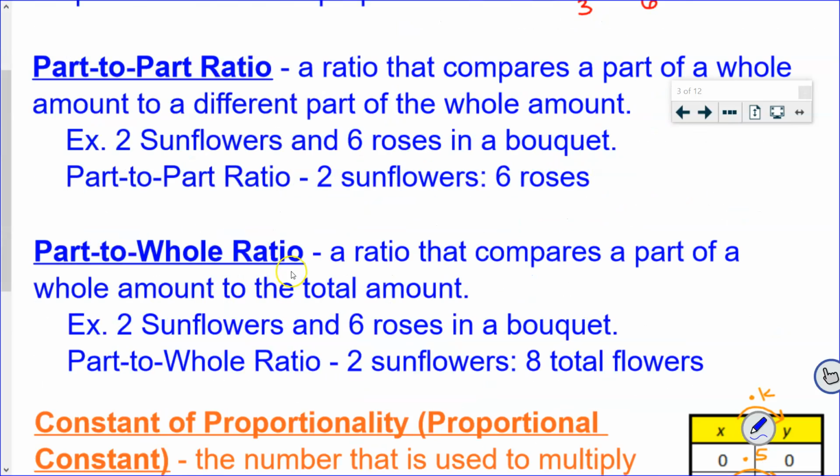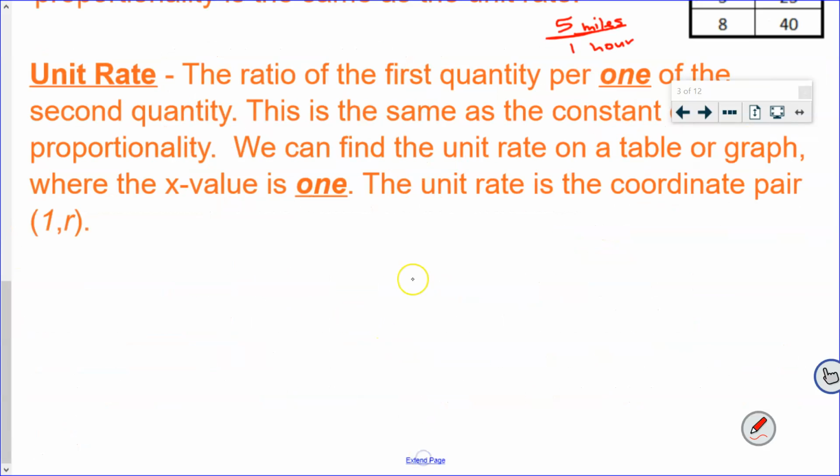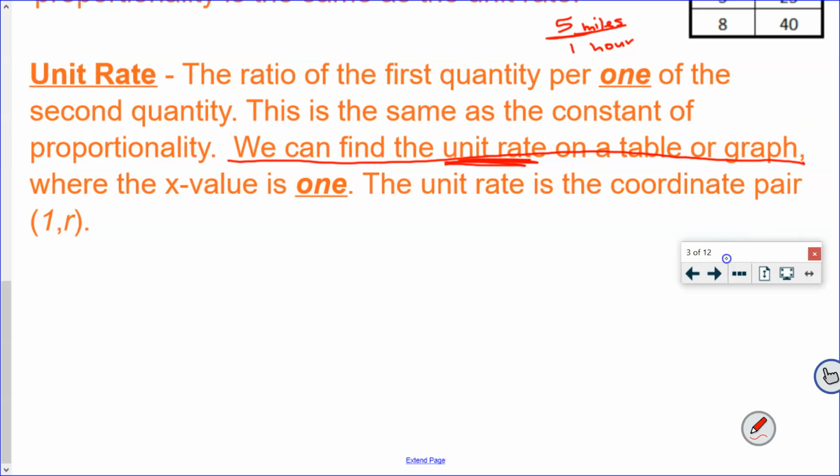I want us to return to this, because I didn't read this part, but I'm going to now. Remember how the unit rate is the same as the constant of proportionality? Have you heard me say that before? Yep. And this also tells us that we can find the unit rate on the table or the graph, which is what we're looking at now. And if I'm finding the unit rate, what am I also finding? The constant of proportionality.